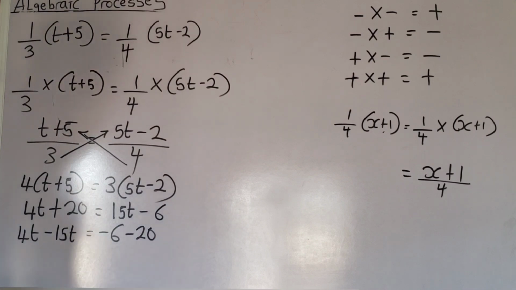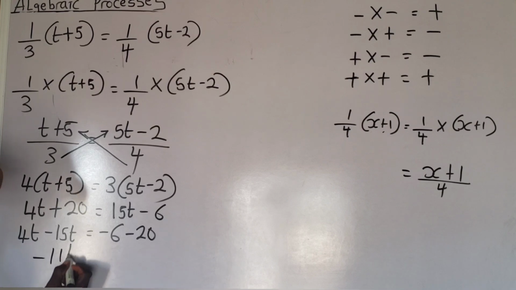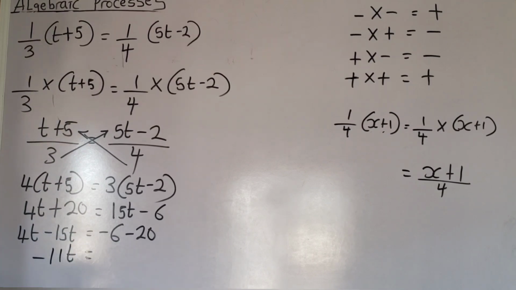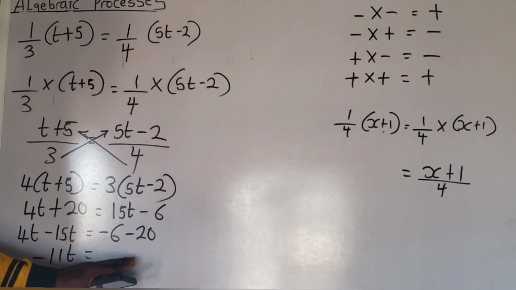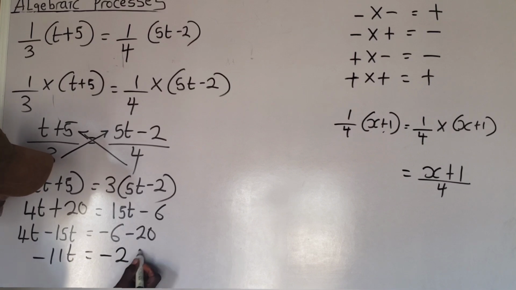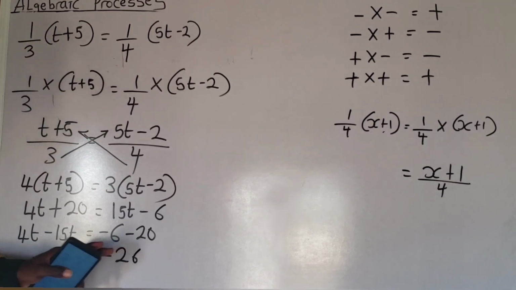You understand? So for this, I'm going to have negative 11t is equals to, now we have negative 6 negative 20. Let's say you are owing someone 20 naira. You are owing another person 6 naira. How much are you owing altogether? You are owing what? 26 naira. You understand? That is why we are going to have negative 26, because negative 6 negative 20, that is what?